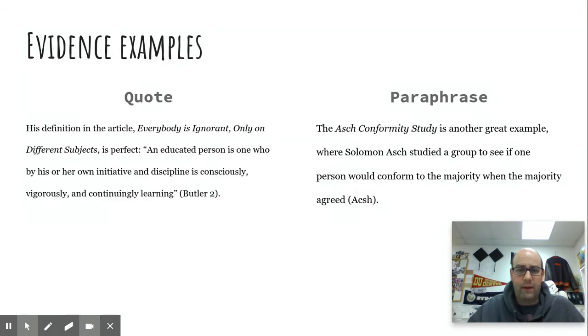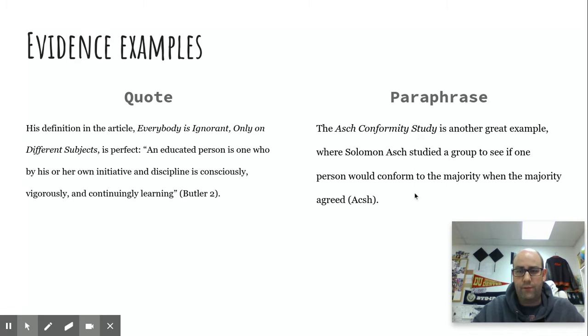So here on this slide, we have two examples. Over here, we have a quote. This says, his definition in the article, everybody is ignorant, only on different subjects, is perfect. And then I have my quote. So you see how I led into that. Then I have my quote, and then I have my in-text citation right here, which is the author's last name and the page number. And you'll notice that I moved the punctuation mark from right here to right here because this is the end of the sentence.